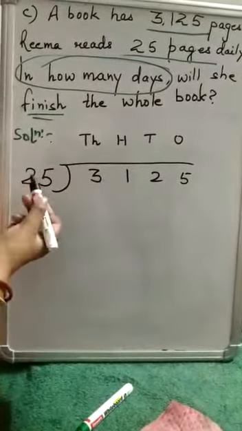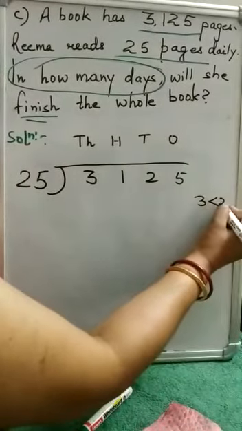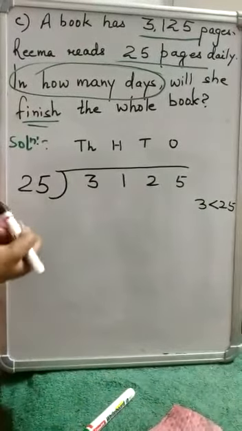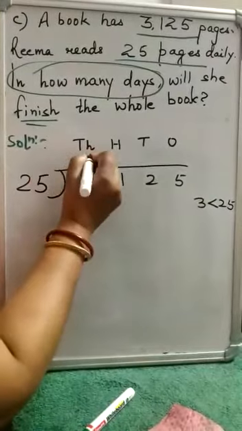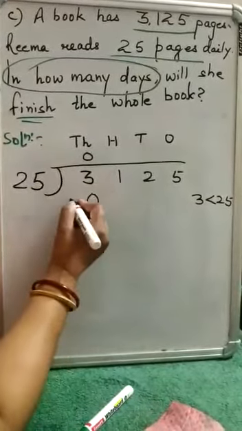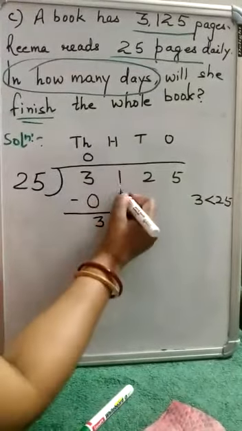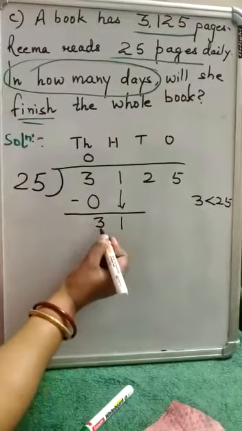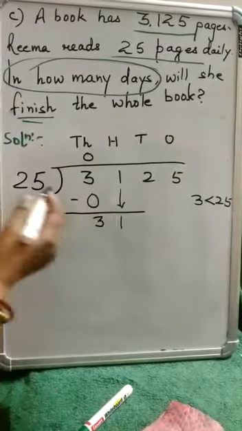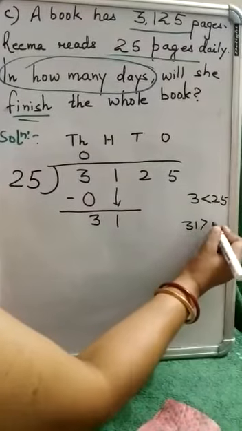Here 3000 will be divided by 25, but 3 is less than 25. So we will start multiplying with 0 at the thousands place. 0 times 25 is 0. So 3 minus 0 is 3. Correct? Now I will put down this one along with 3, it becomes 3100. But this 3100 will be divided by 25, and this 31 is more than 25.